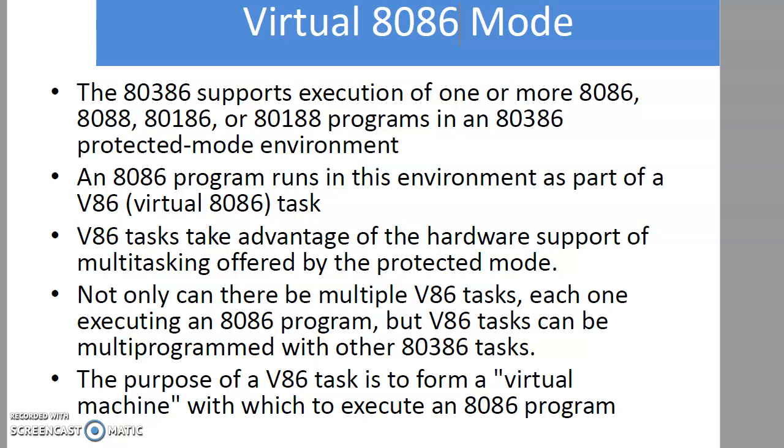The 8086 program runs in this environment as a part of a virtual 8086 task. So it uses the multitasking feature of the protected mode of 80386 to execute the 8086 program. The V86 tasks take advantage of the hardware support of multitasking offered by the protected mode. So the multitasking feature is used by the virtual 86 task.